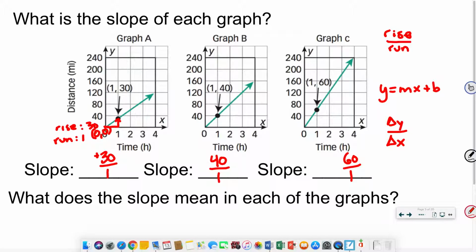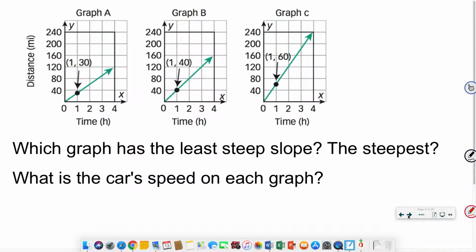What does the slope represent in these? Let's add some context to that number. What does the slope represent in all of these? How far you go in the amount of time. Okay, so it's how far you go in an amount of time. What do we call that when we're driving? Miles per hour. Yeah, miles per hour. So we have graph A, graph B, and graph C. We know the miles per hour. Okay, so now just look at the graphs themselves, the lines. Which graph is the least steep?